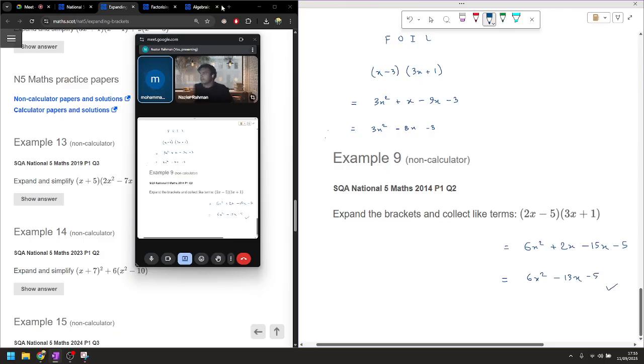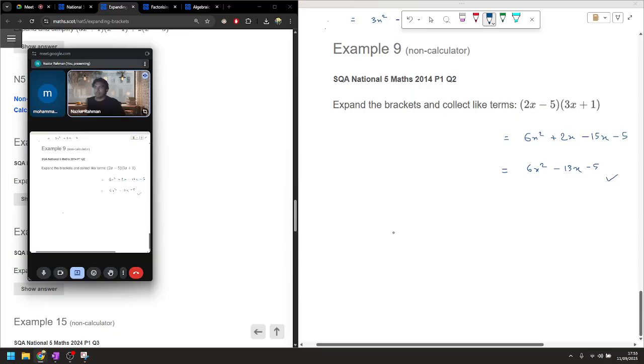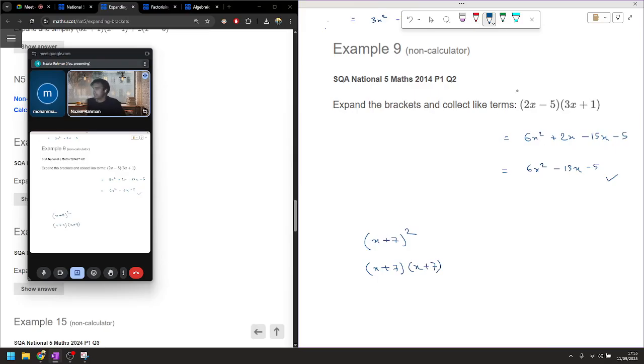Good. Okay. So one more thing. So if I have something like this, x plus 7 squared, right? That just means x plus 7 times x plus 7. I just have x plus 7 twice. Yeah. And then I use FOIL on that side.